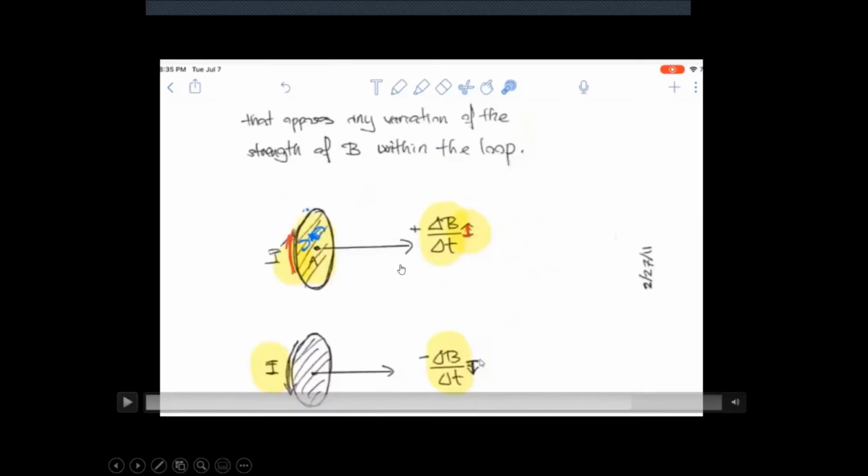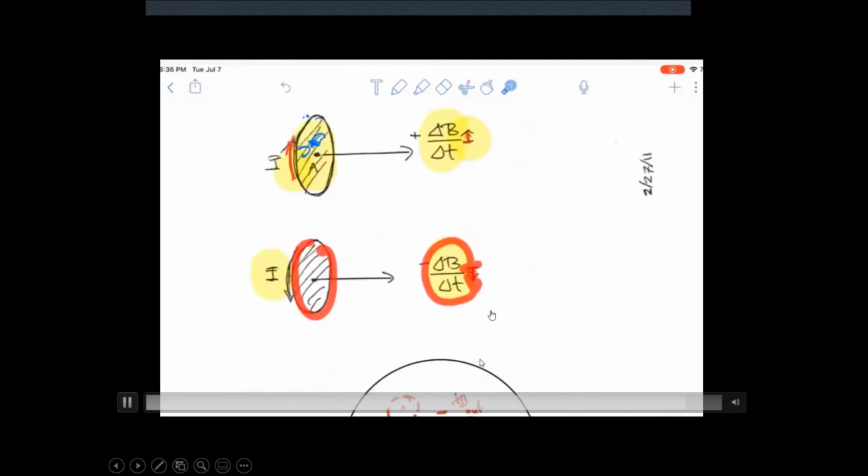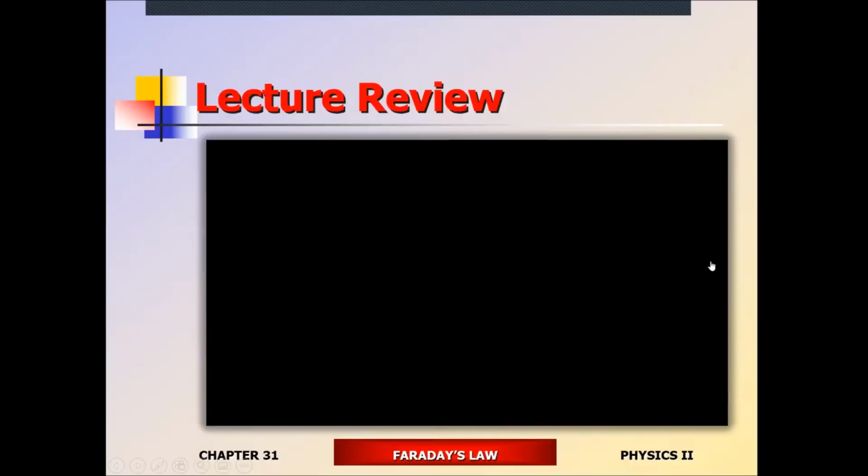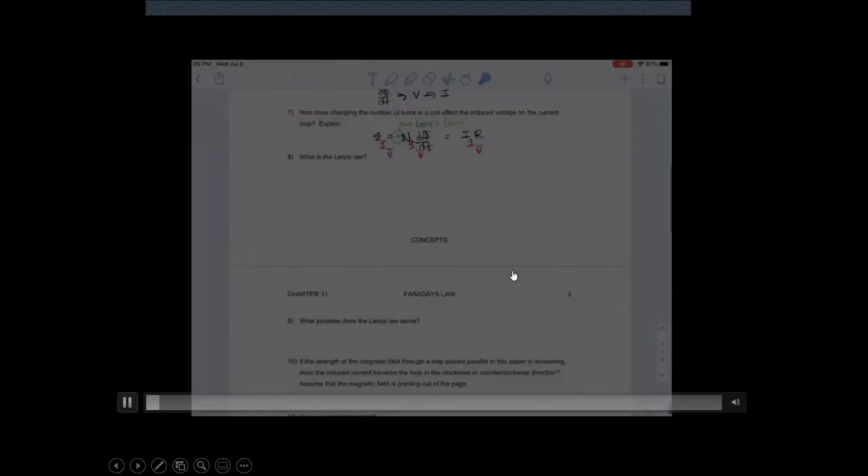So that's our Lenz's law. If you're increasing the strength of the magnetic field, the induced current is going to move in a direction that's going to oppose that increase. If you're reducing the strength of the magnetic field intercepted by the loop, the current, once again, is going to move in a direction that's going to oppose that change. So that's our lecture review.